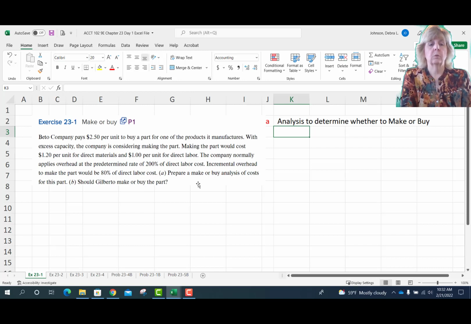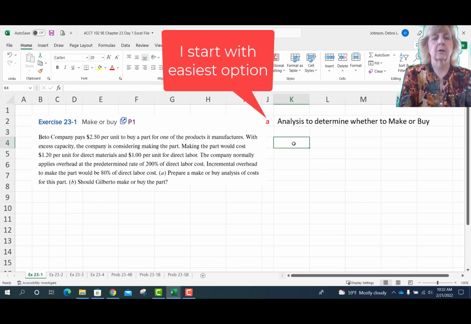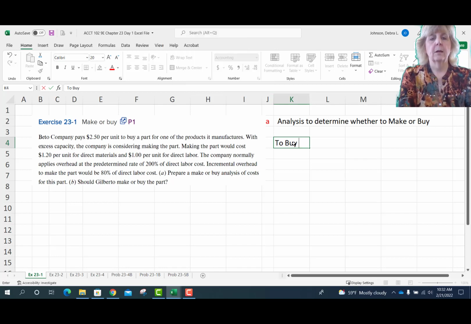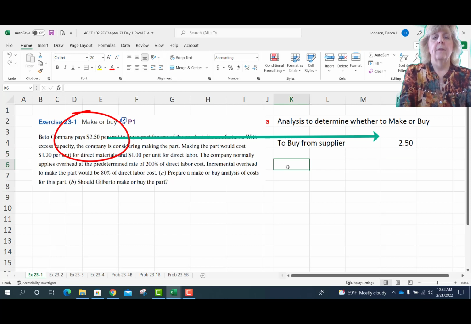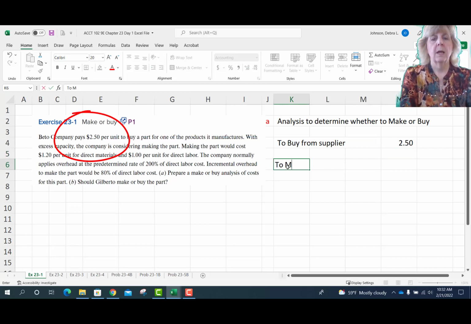So the question is, should we make or buy the part? And they want you to prepare a model. Okay, the easiest place is where I usually start. The easiest option is to buy the part, to go outside and buy it from a supplier, because that's one number. Basically, they gave that to you in the first sentence. That was $2.50. The more challenging part is to make, and again, you have to have excess capacity, and they mentioned that they do have the capacity.